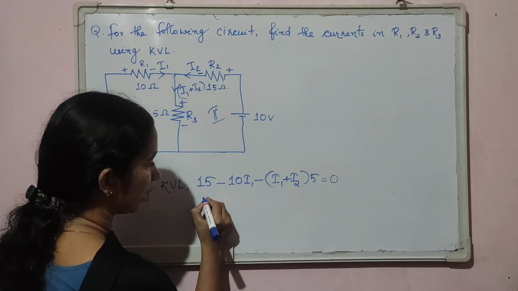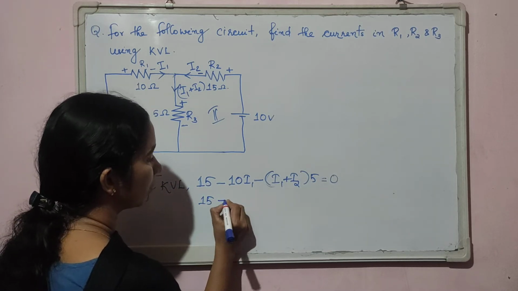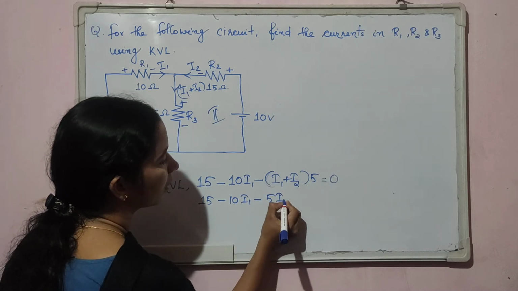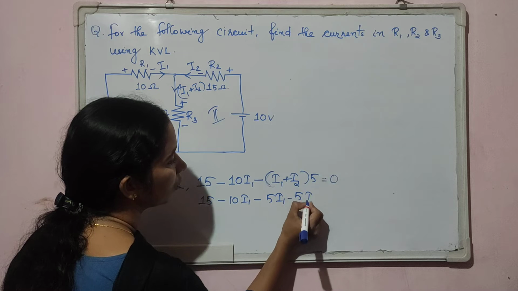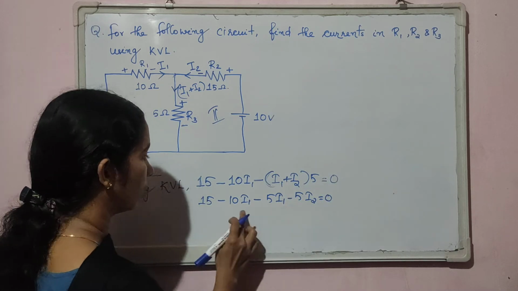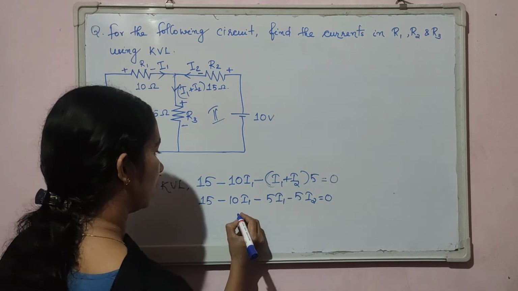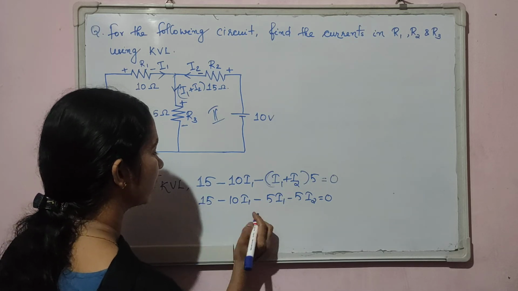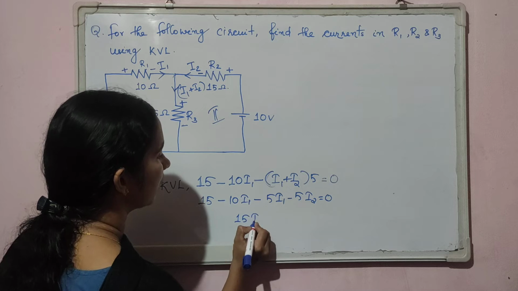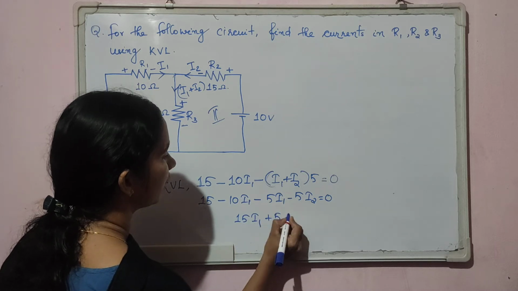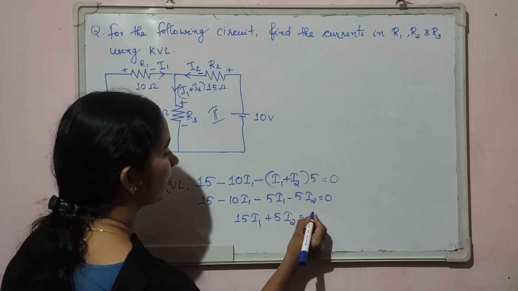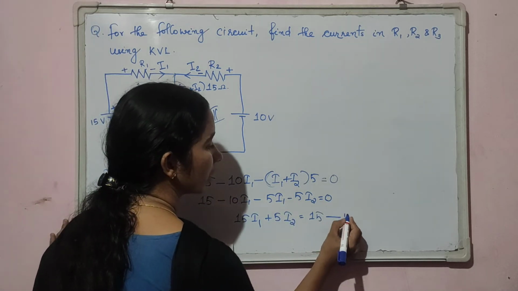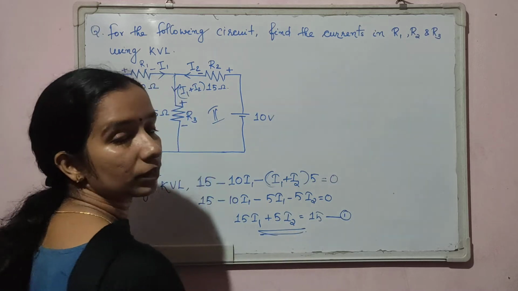I can rearrange this as 15 minus 10 I1 minus 5 I1 minus 5 I2 is equal to 0. Since 10 plus 5 is 15, we get 15 I1 plus 5 I2 is equal to 15. This equation can be rearranged like this, and let us mark this as equation number 1.